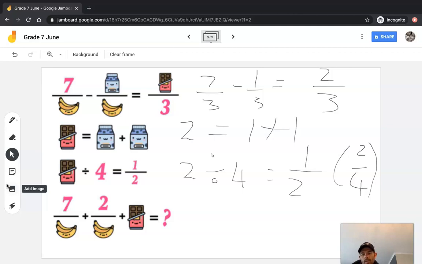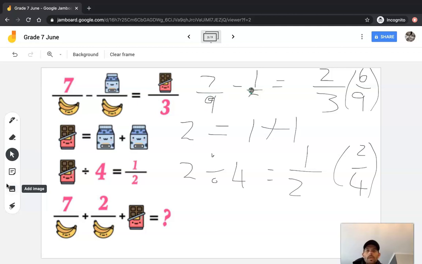All right, so now I need to think about a fraction that's going to be equivalent to 2/3, but it's going to have a numerator of 6, and what's the denominator going to be? So I know that 2 over 3 is the same as 6 over 9. Okay, so 7 minus 1 is equal to 6, so that means my bananas must be 9.